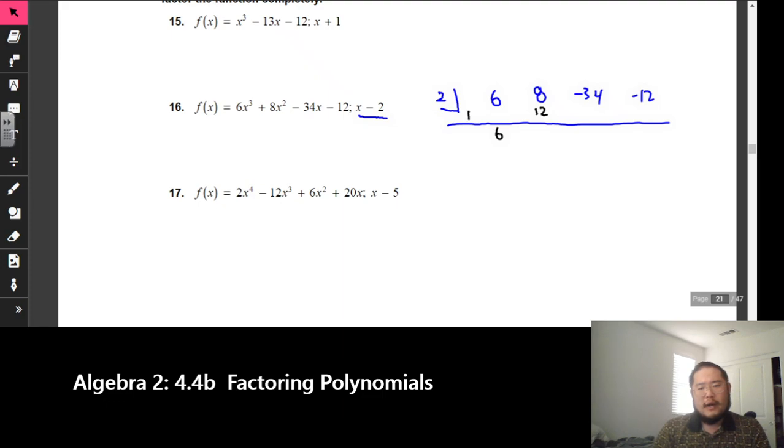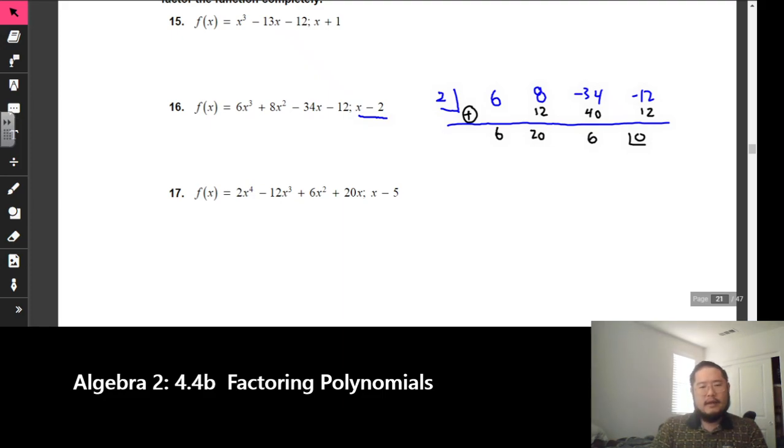Okay, don't forget we are adding. We got 8 plus 12 is 20. So 20 times 2 is 40. We'll add this up right here. I end up with 6, and then 6 times 2 is positive 12. And negative 12 plus 12 is 0, no remainder. So that means that x minus 2 is a factor.